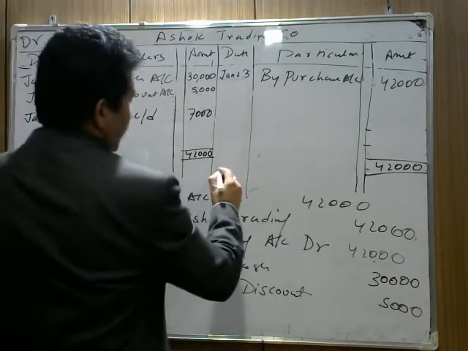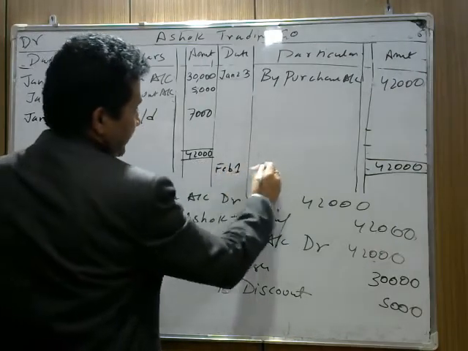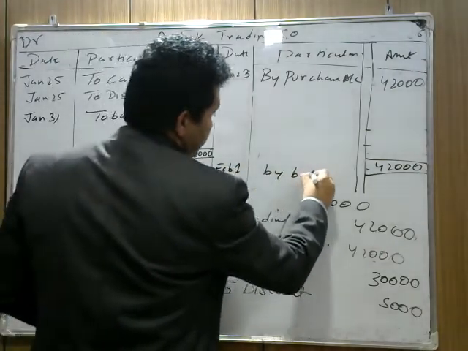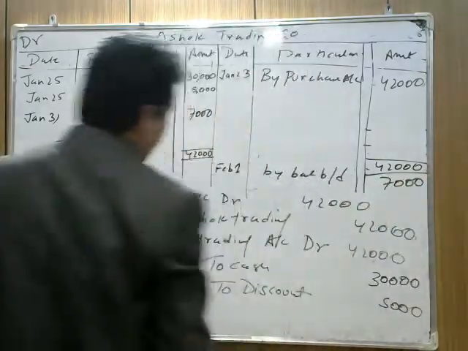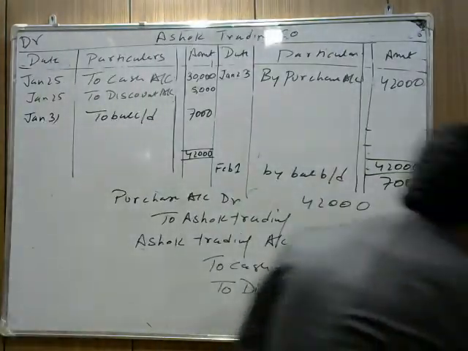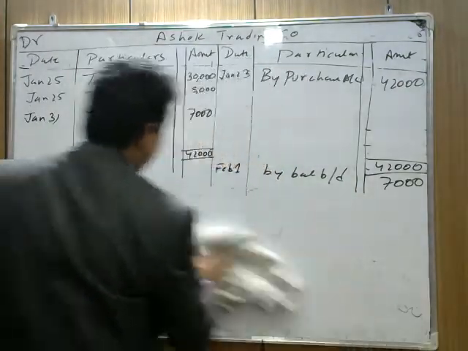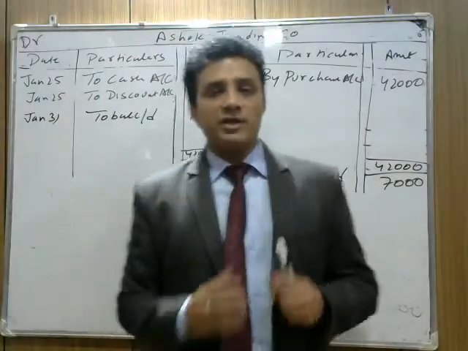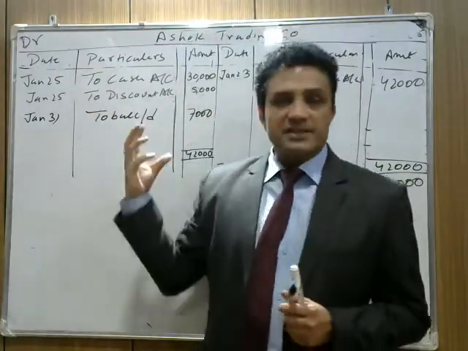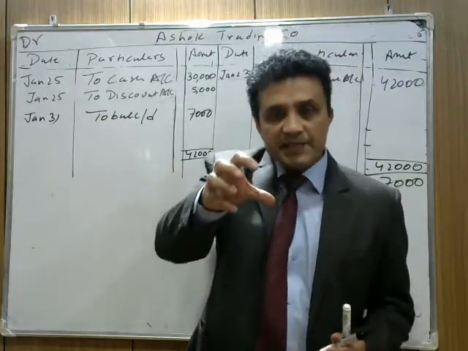And what is the closing for Jan is the opening for Feb. We write by balance b/d 7,000 because the 7,000 rupees will still have to pay. ये हमें अभी पे करना है. किसको पे करना है? अशोक ट्रेडिंग कंपनी को. Now if you check, अगर हम क्वेश्चन को अपने अकॉर्डिंग चेक करें, if we see this ledger, any ledger, we can able to find out because it gives a brief summary.